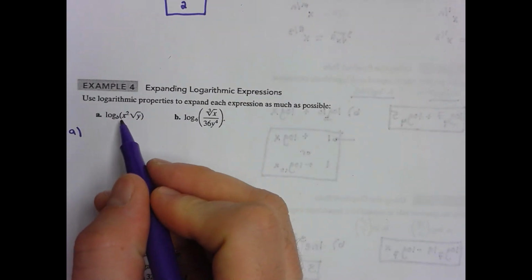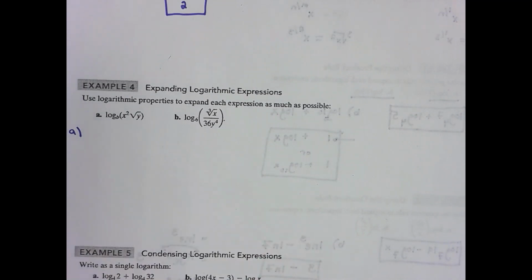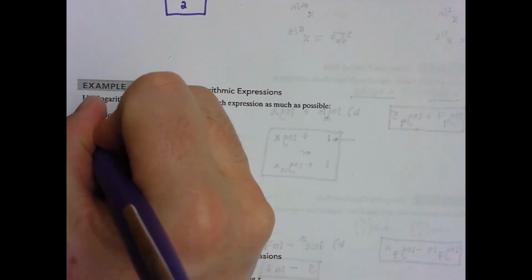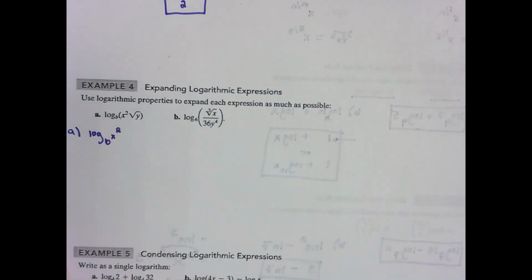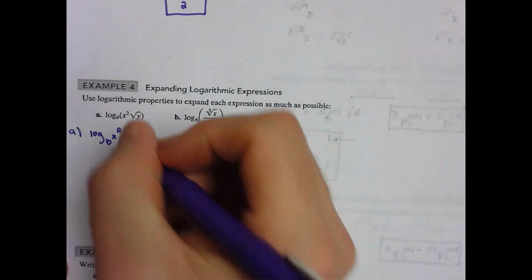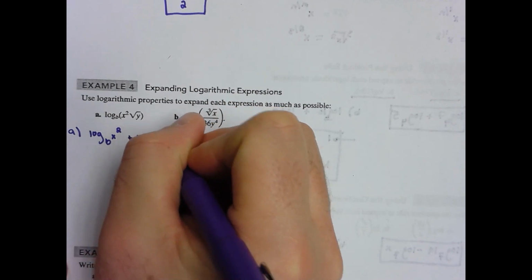Well, I recognize that I really have 2 terms here, right? I'm taking the log of x squared and root y. So I'm going to have 2 logs as I expand this out. So this becomes log base b of x squared. Since those things are being multiplied, I'm going to add the logs. So plus log base b of root y.